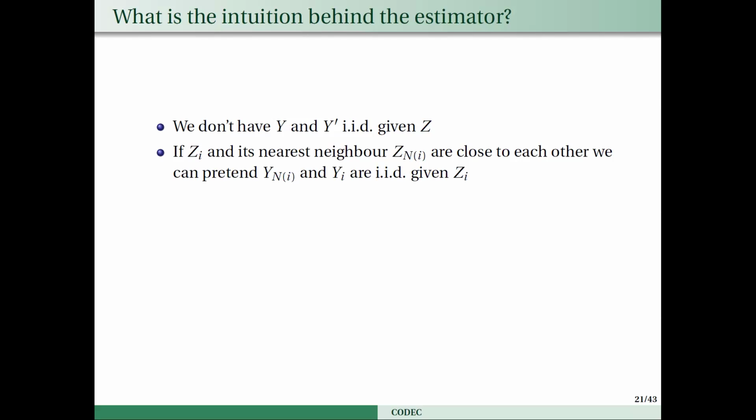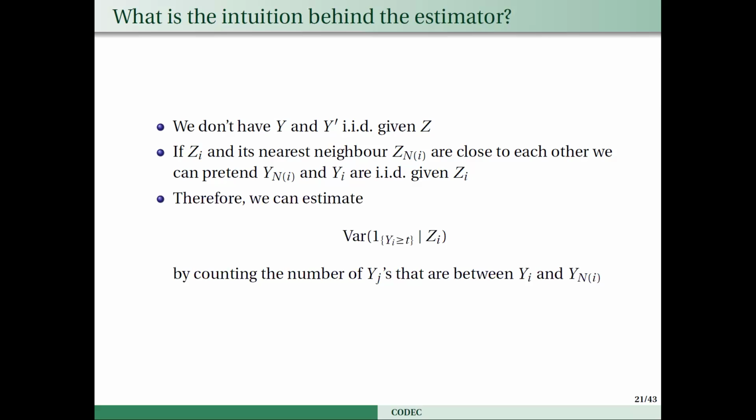I don't have y and y prime i.i.d., but let's say the nearest neighbor of zi, z_N(i), is close enough to zi such that I can pretend that the y_N(i) that belongs to z_N(i) has almost the same conditional distribution given zi. So if my z_N(i) is close enough to zi, I can assume that the two y's are exchangeable, and this y_N(i) is playing the role of the y prime that I needed.